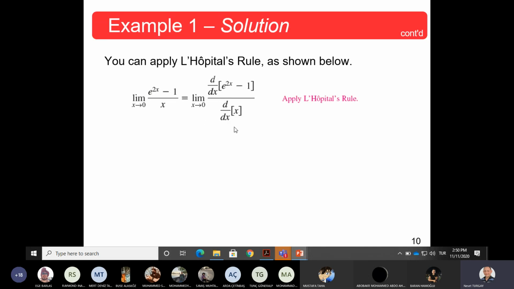Now, derivative of numerator is what? Now you are using chain rule here. 2 times e to the power 2x over 1. Yes. Okay, and if you send x to 0, what is the answer? 2 over 1. Perfect. So we have the answer. Is everything okay? Yes. Okay.